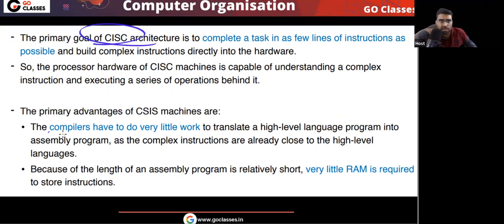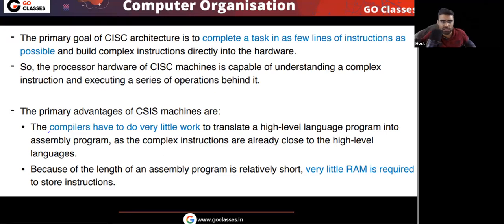In the CISC, compiler has to do very little work. Read this line, please. In the CISC architecture, the compiler, or I can say the assembly language programmer, has to do very little work. But you can see the hardware is complicated. Here in the CISC architecture, the hardware will be complicated.